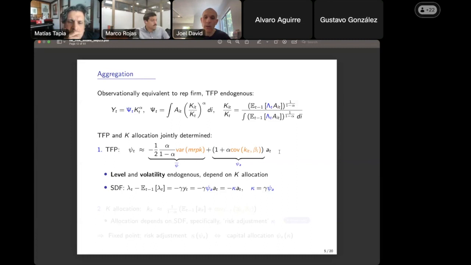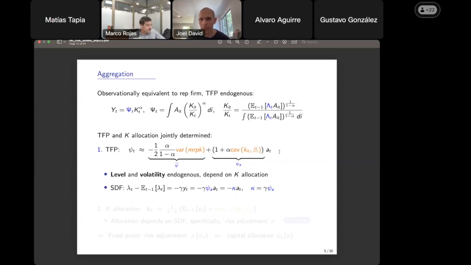Okay, so looking first at this level term psi bar, it depends on the variance of the marginal product across firms. For anybody who's worked in the firm dynamics or misallocation literature, that shouldn't be super surprising. In log normal environments, or up to second order, the losses from misallocated resources are always a function of the variance of the marginal products. And that's what's happening in the level term psi bar.